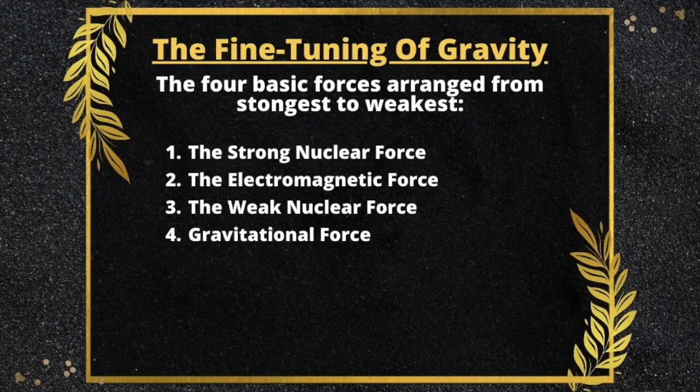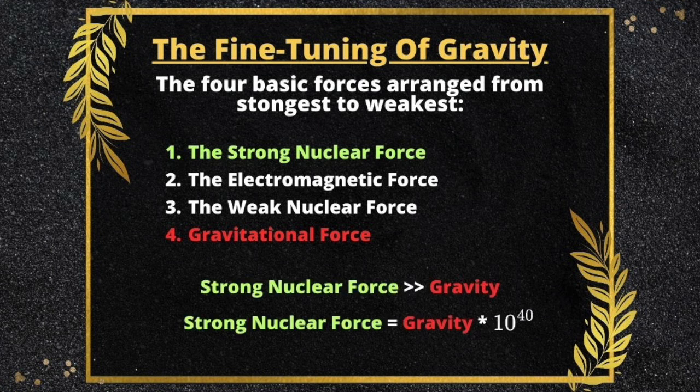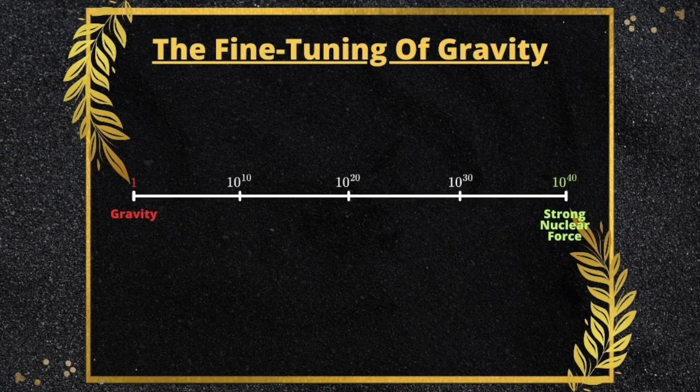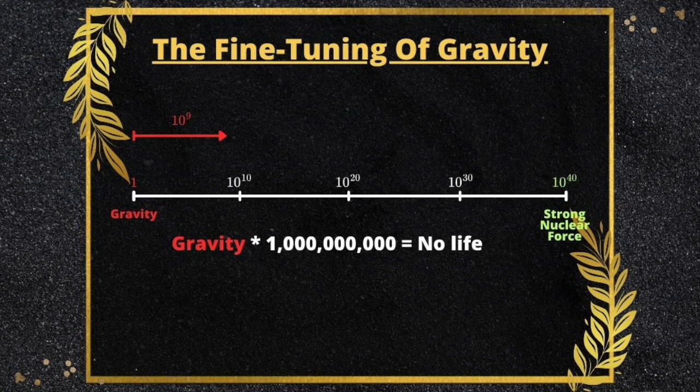What he gets is contrasting the strength of the strongest of the four basic forces with the weakest of the four basic forces. Okay, so the strong nuclear force is the strongest and gravity is the weakest. And what we discover when we contrast the strengths of these two forces is that the strong nuclear force is 10 to the 40th power times stronger than gravity. And if we were to increase the strength of gravity 1 billion-fold, then life would not be able to exist. And this is how Robin Collins gets this 10,000 billion number.